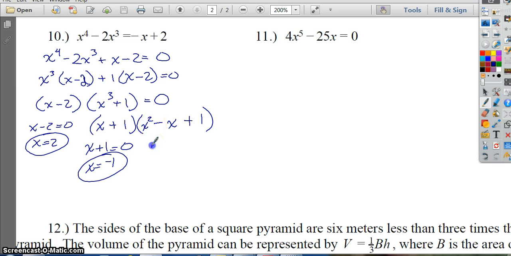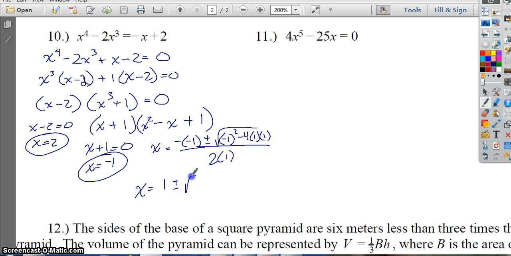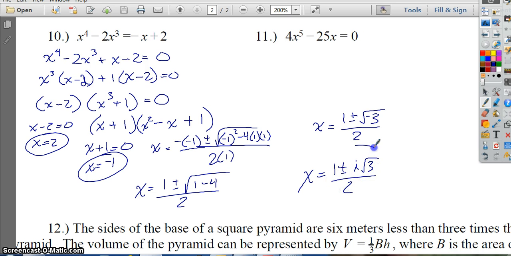This guy I have to do quadratic formula. So I got negative 1, negative 1 squared minus 4 times 1 times 1 over 2 times 1, 2x. When you go through here, this is 1 plus or minus, 1 minus 4 over 2. And what do we get here? Sorry, I'll have to erase this to make room for the next one. This is square root of negative 3 over 2. So your last one will be 1 plus or minus i root 3 over 2. So two answers here are imaginary. The other two, those are your real solutions.